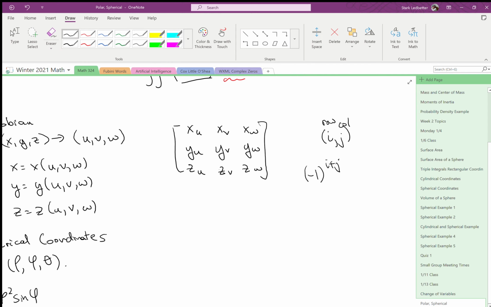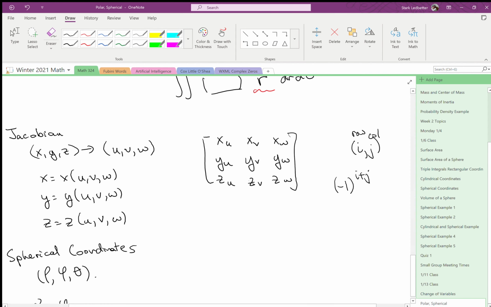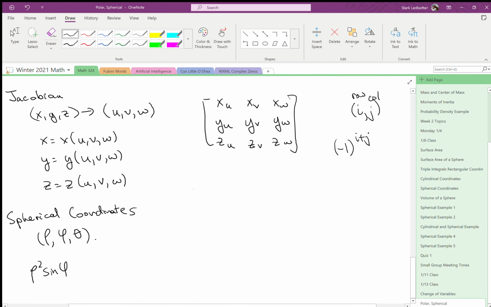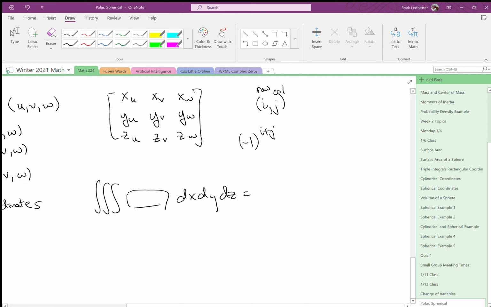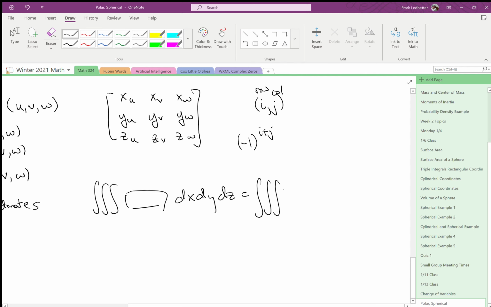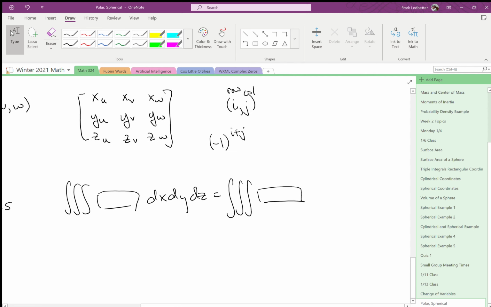Okay, so now let's do it. So we're saying in three dimensions, the integral of something, dx, dy, dz, I guess this is a summary before we do it, is the integral of the same function, put in new variables, times a thing, and then du, dv, dw. And the thing, as before, is the determinant of the Jacobian. And the Jacobian is that matrix.